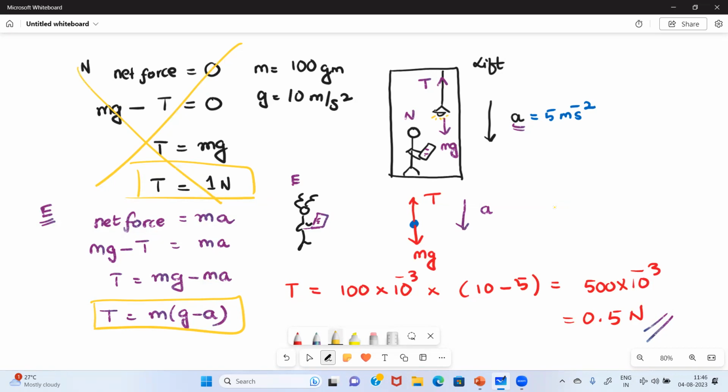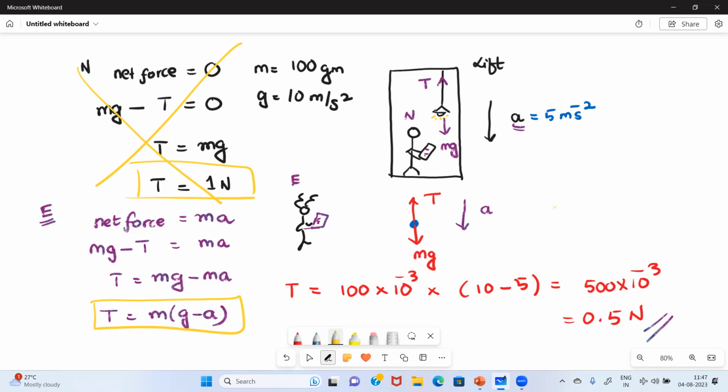Is the first point clear? Second point. If I am sitting inside a non-inertial or accelerating frame of reference and I still want to use Newton's law, I have to use one correction. That correction term is called pseudo force. I have to assume that a force is acting on the body, and the force must be assumed to be in the direction opposite to the direction in which the frame is accelerating. I repeat once again.